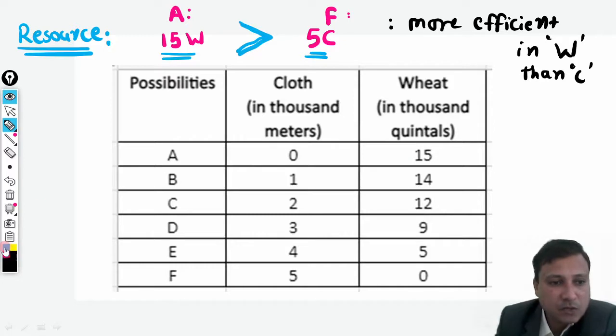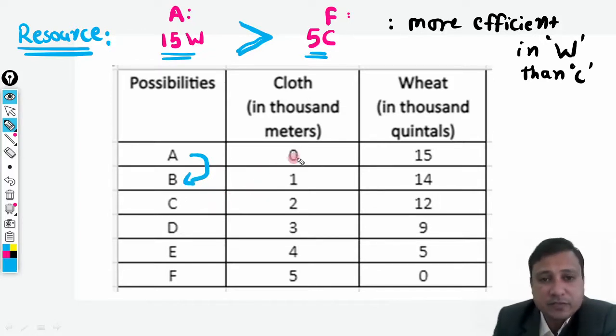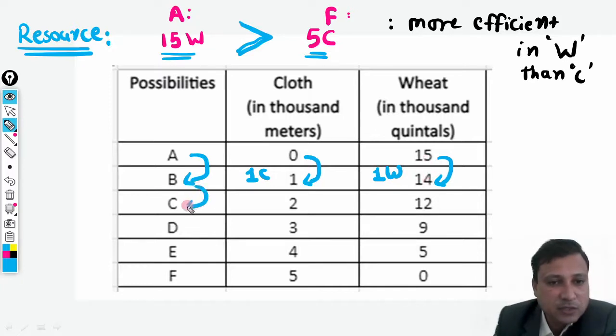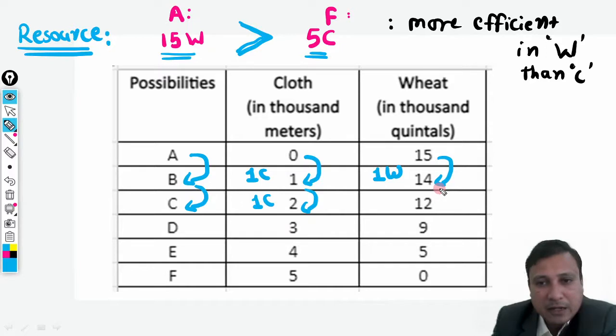Now come to the table. As I shift from one possibility to another, as we have already explained in the previous video, the production of cloth is going to increase by 1 unit, 1C, at the cost of a decline in the production of W. So how much decline is there? You can see that 1W. 15 minus 14 is 1W. Again, as I shift from B to C, my production of cloth increases by 1C. And as I shift from B to C, how much decline in the production of wheat? 14 minus 12, that is 2W.